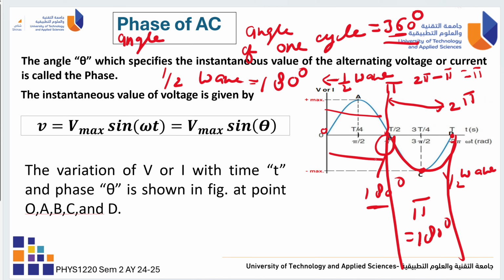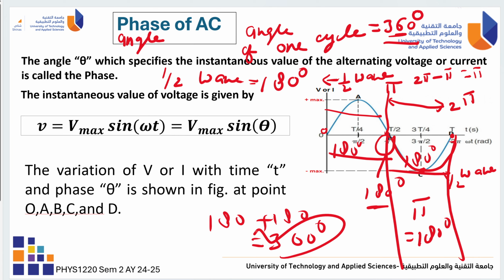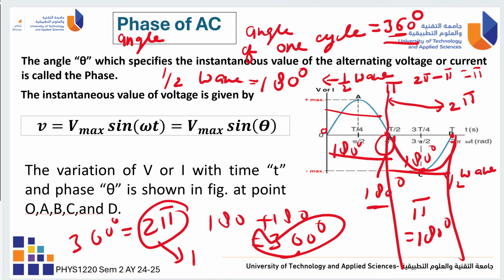So from here to here this is 180, and from here to here again this is 180. Total, 180 plus 180, so the angle of the full one wave is 360 degrees. And 360 degrees is equal to 2 pi. When we show the angle in pi, it is in the unit of radians, and here it is in the unit of degrees.